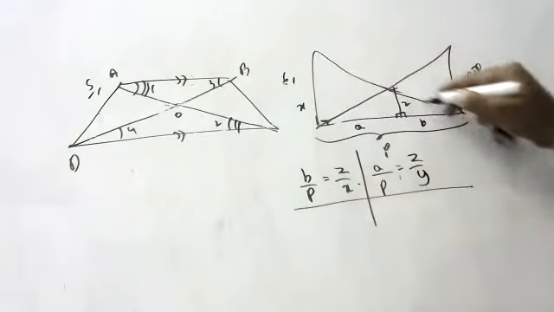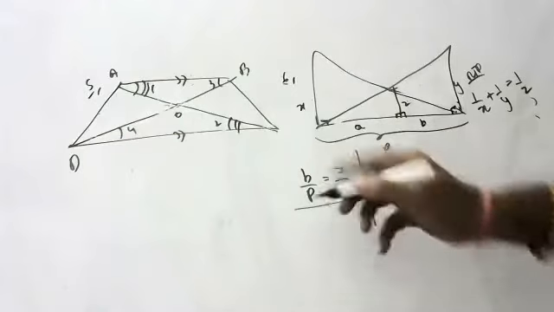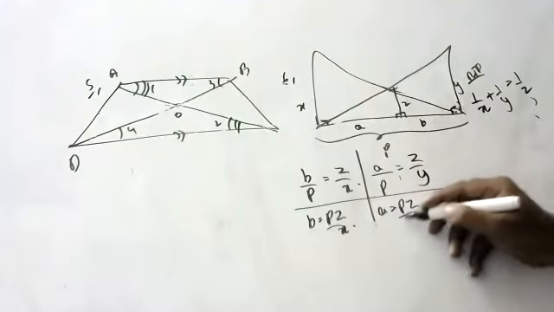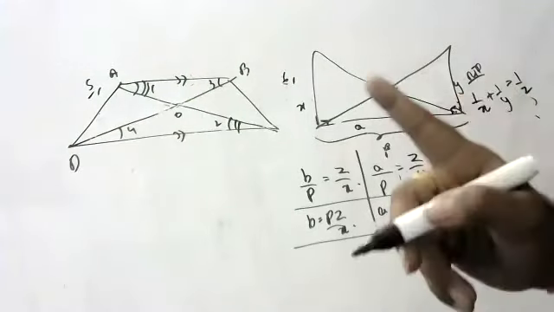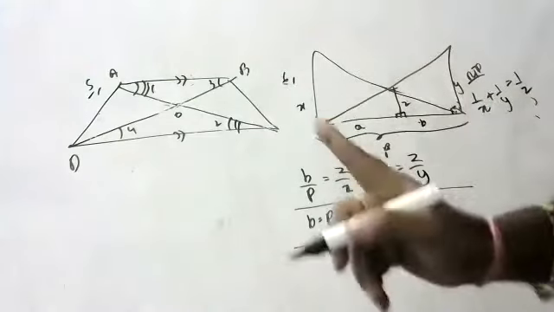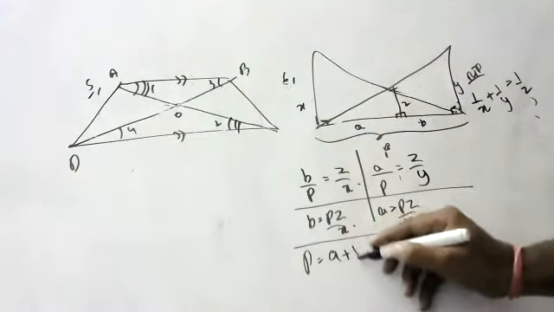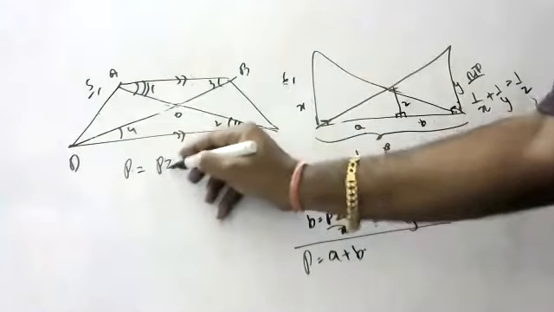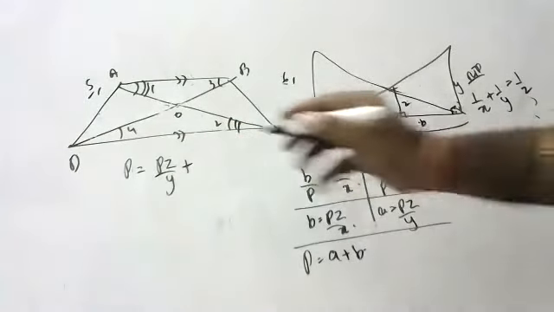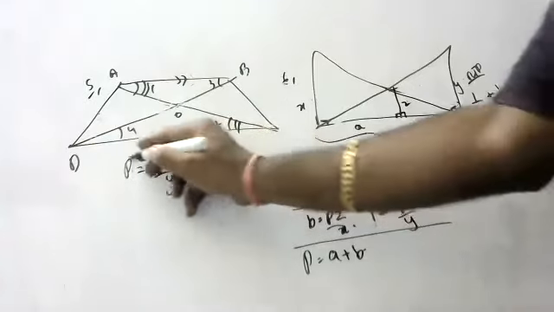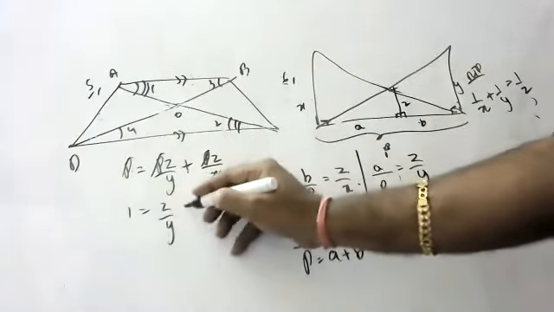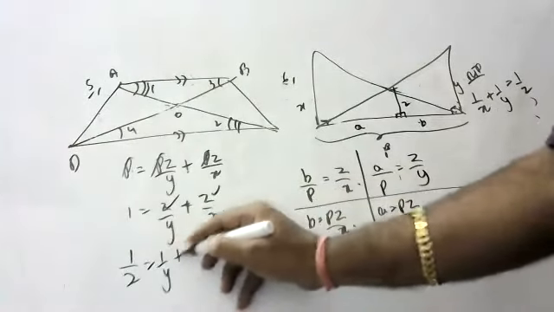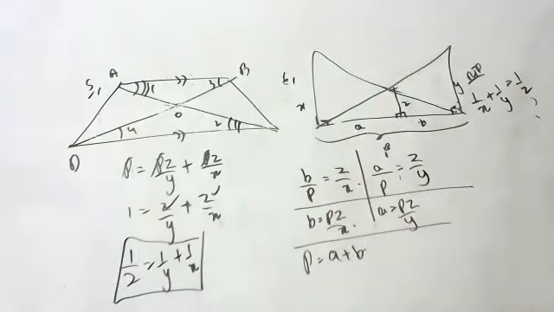Now, children, what is B? PZ by X. What is A? PZ by Y. Whatever A, B, P I wrote should not be the final answer. What is P, children? A plus B. A is PZ by Y and B is PZ by X. P cancels, children: 1 is equal to Z by Y plus Z by X. Z goes down: 1 by Z is equal to 1 by Y plus 1 by X. That's it. Simple sum, children.